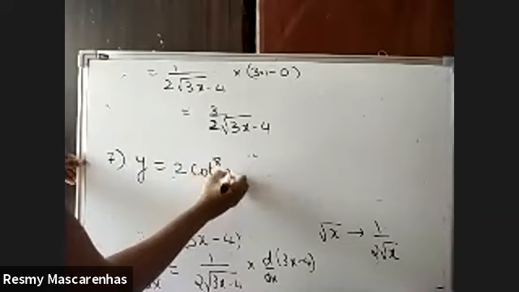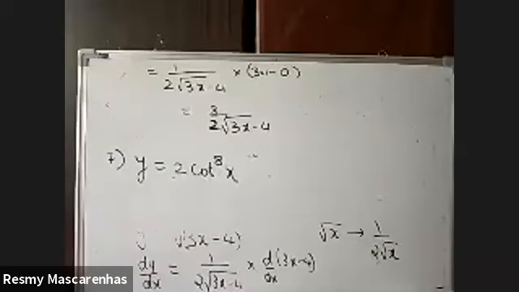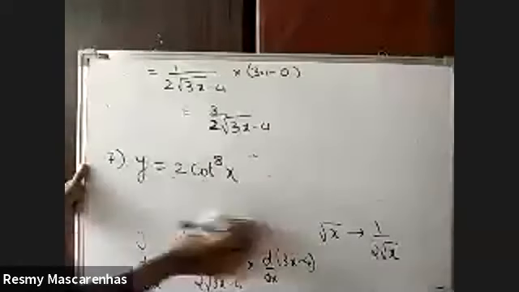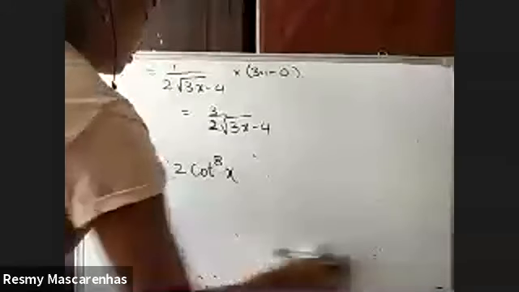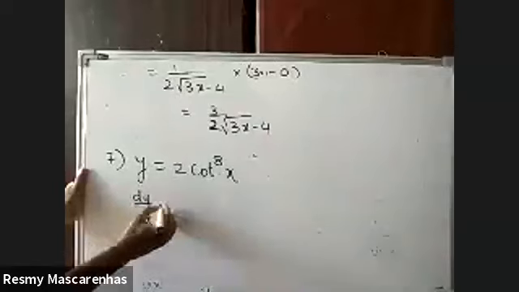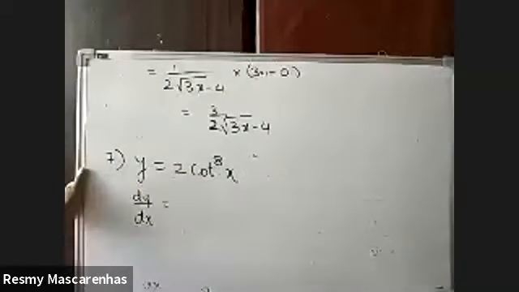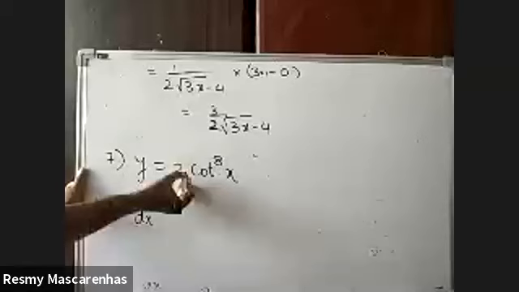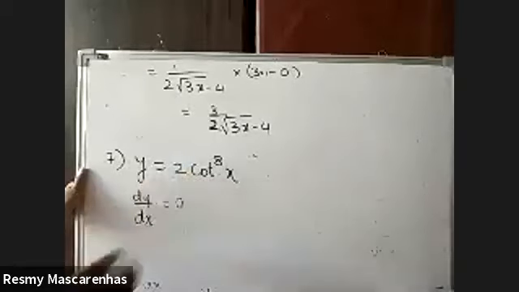y is 2 cot raised to 8. Okay, this is 8. So cot raised to 8x. So you have to find the derivative of this. So dy by dx will be, 2 is just a coefficient. Okay, and it is along with that. Don't make 2 as 1.